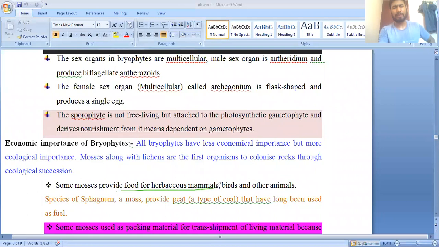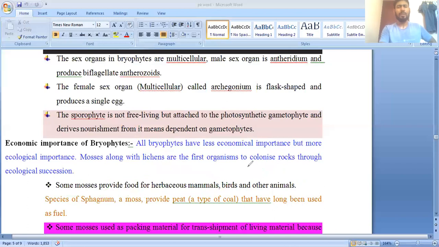These bryophytes are used as food for herbaceous mammals. Clear? It's only used as food for herbaceous mammals. Herbaceous mammals means, for example, cow, horse, and elephant. So you can say bovine animals. Bovine animals are ruminants, or you can say cud-chewing animals. That is a herbaceous animal. Birds and other animals also use them as food. So some mosses are used as food for herbaceous mammals, birds, and other animals.